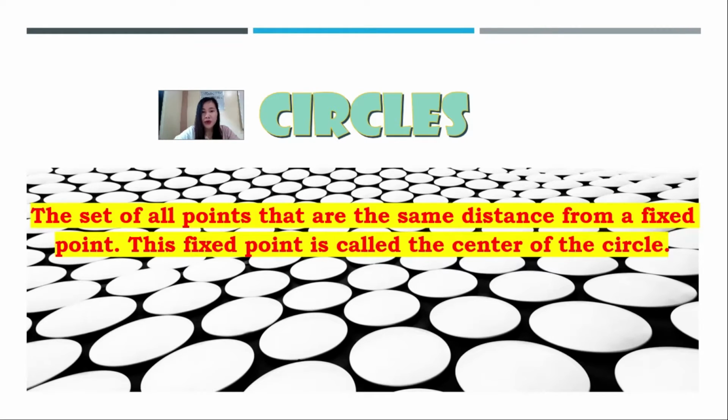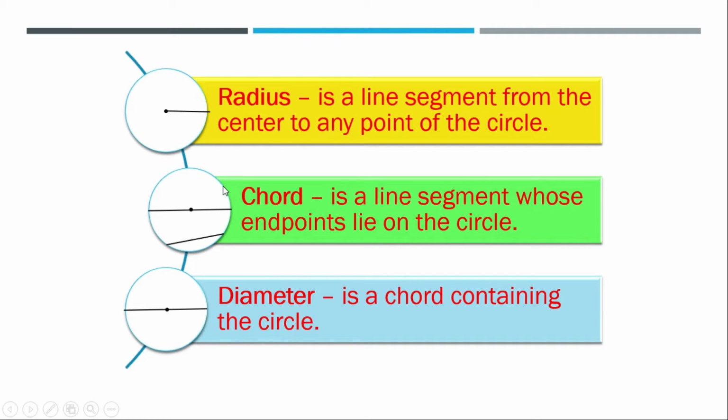So now, we will talk about the different parts of a circle, or the important terms that are related to it. Here are the terms that are commonly used in circles: radius, chord, and diameter. A radius is a line segment from the center to any point of the circle. So the endpoint of our line segment is at the center of our circle, and the other is on the arc of our circle.